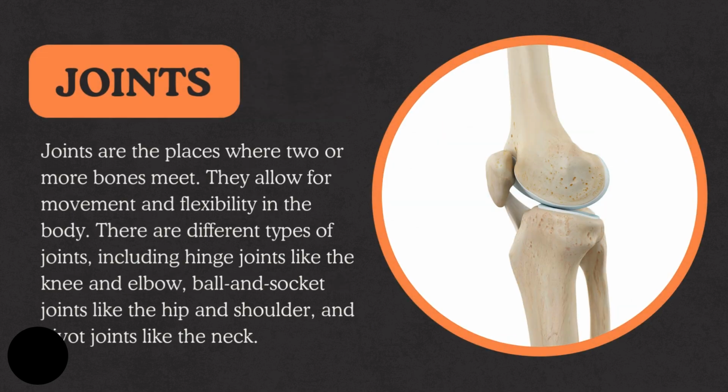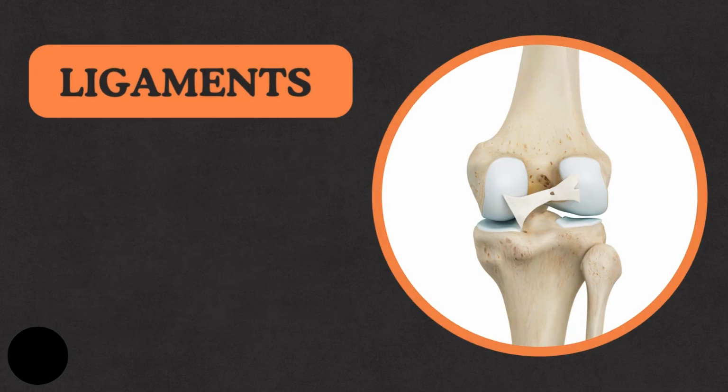Joints are the places where two or more bones meet. They allow for movement and flexibility in the bones, and there are different types of joints, including hinge joints like the knee and elbow, ball and socket joints like the hip and shoulder, and pivot joints like the neck. And I will send you to a place where there's a very good video on YouTube that explains it in much better detail than I ever could.